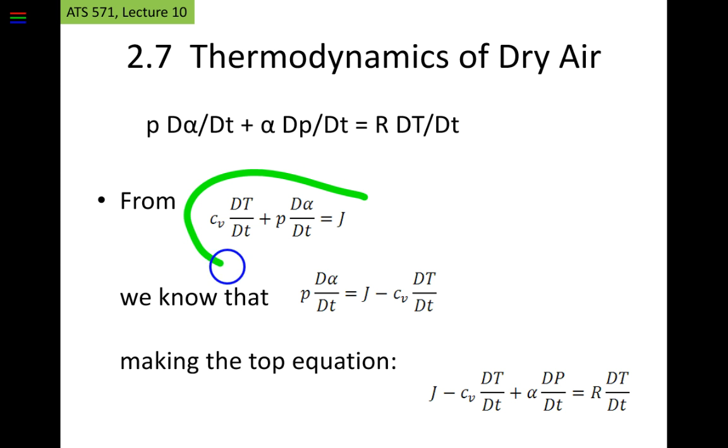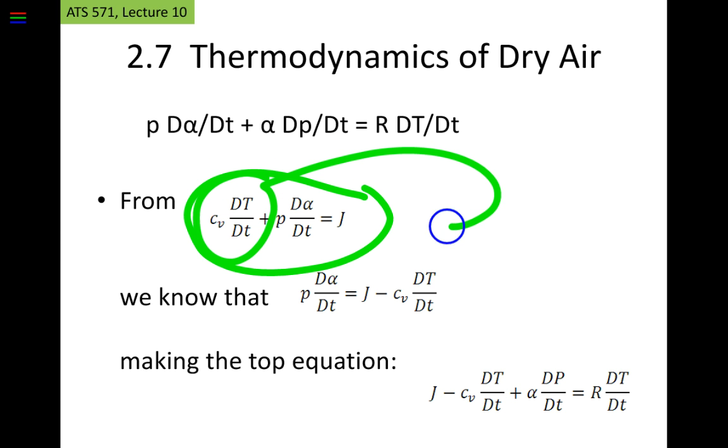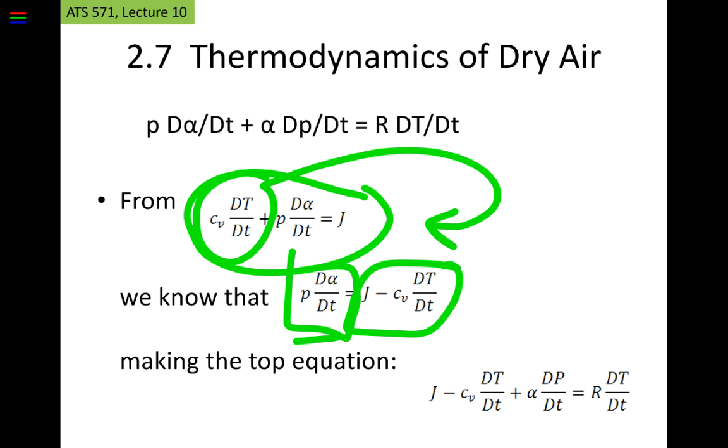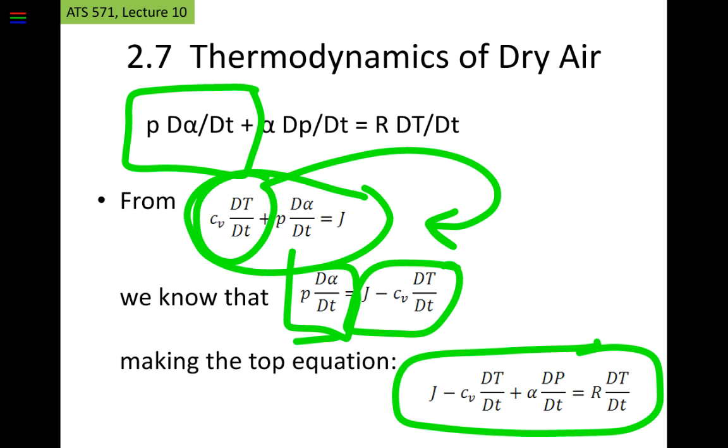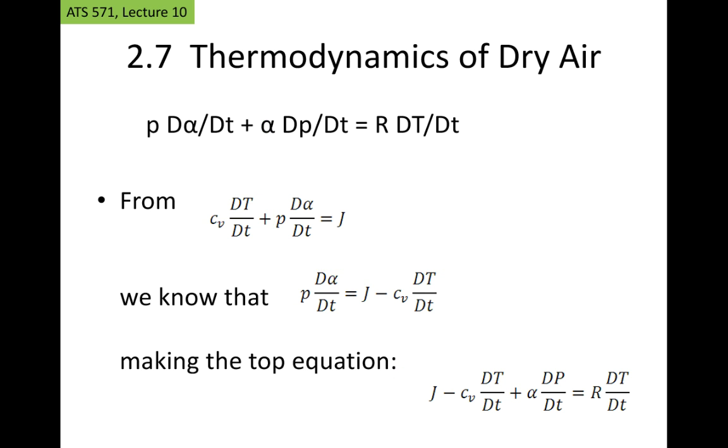namely this form of this equation right here, we could move this term over to this side, and then we would have P dα/dt equals J minus Cv dT/dt. Then we could take this substitution and plug it in for the P dα/dt term, and we would get this form down here at the bottom. So there's just a little algebra here and a little substitution.